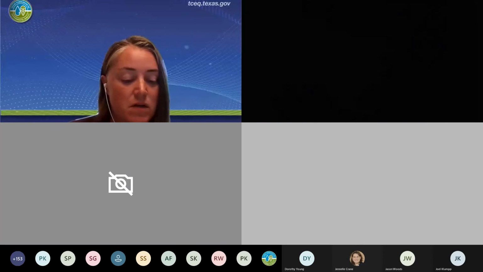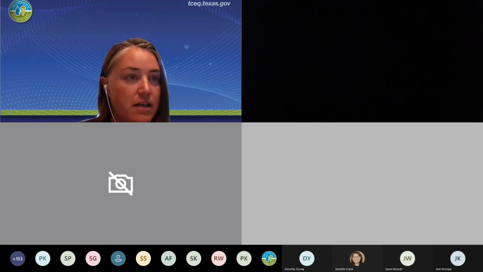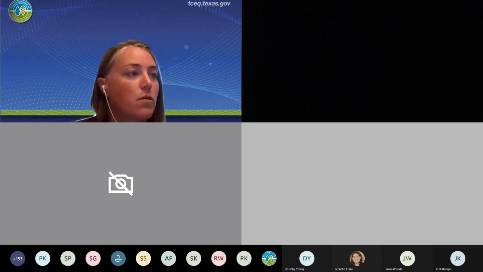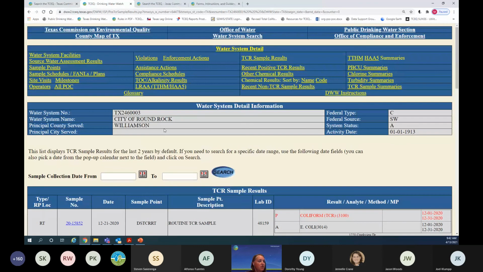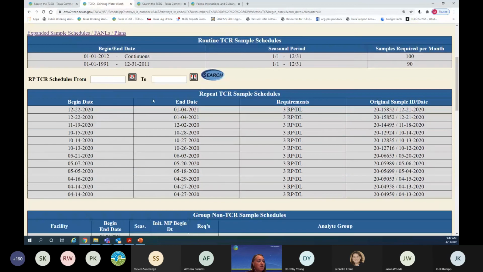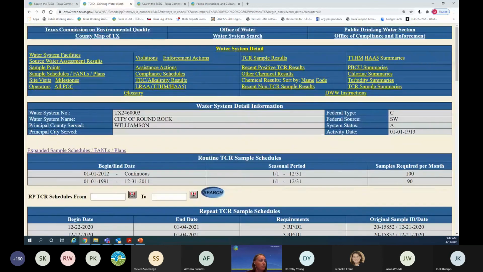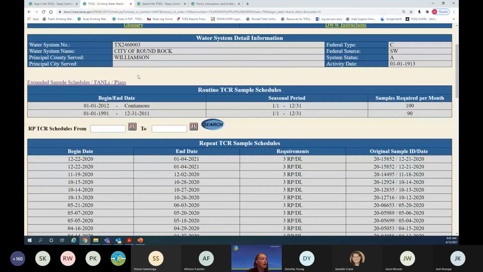So please take this opportunity to look at your sites early. I did want to also share on Drinking Water Watch where y'all can check this out. So once again, we're going to be in the city of Round Rock, but if you look on the far left hand column here, in the middle is going to be sample schedules, fannels, and plans. If you click on that, you'll be able to see all your sampling schedules for all the different things we require either you to take or for us to take on your behalf.